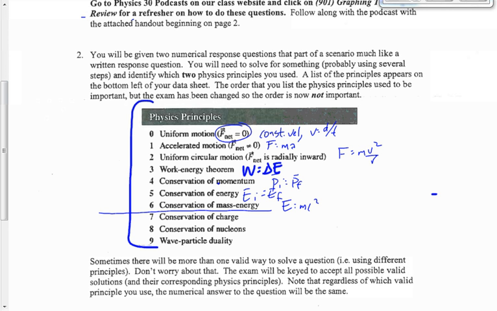We understand all of these things, right? It's just a matter of knowing these are the principles. They're listed on our data sheet, so we don't have to remember which one's principle 3 and which one's principle 7 and so on. I got a little note at the bottom here. It says sometimes there will be more than one valid way to solve a question using different principles. Don't panic about that.